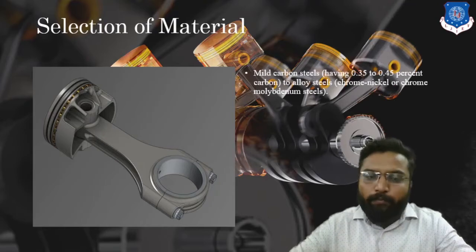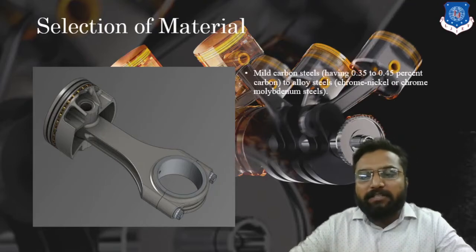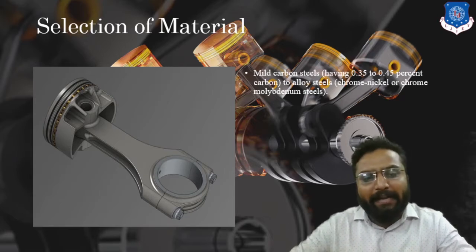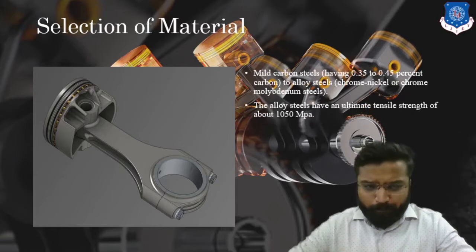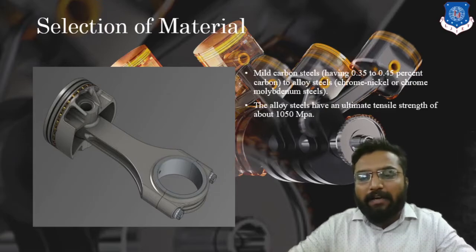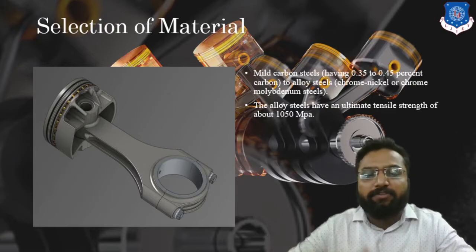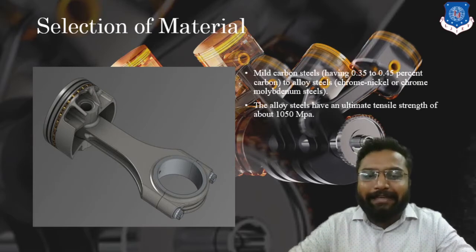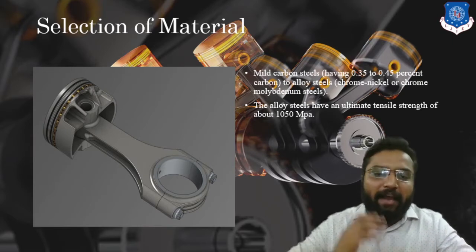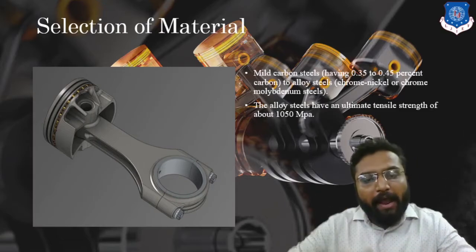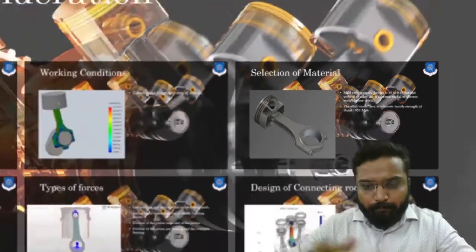So in this case we are going to consider a mild steel or alloy steel, which has predominantly chromium nickel or chromium molybdenum, depending on the application. In the case of our automobile connecting rod, it should have an ultimate tensile strength well above 1000 megapascal because of the complexity of its working condition. That's why we have to design a connecting rod which has higher strength. Clear?